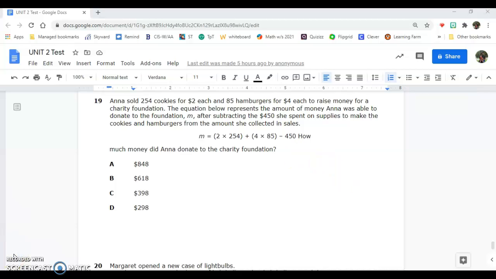Anna sold 254 cookies for $2 each and 85 hamburgers for $4 each to raise money for a charity foundation. The equation below represents the amount of money Anna was able to donate to the foundation, M, after subtracting the $450 she spent on supplies to make the cookies and hamburgers from the amount she collected in sales. How much money did Anna donate to the charity foundation?